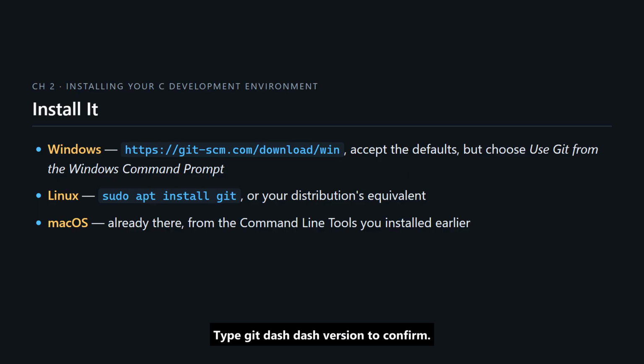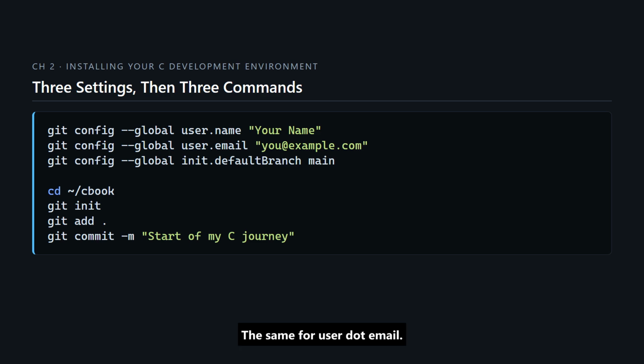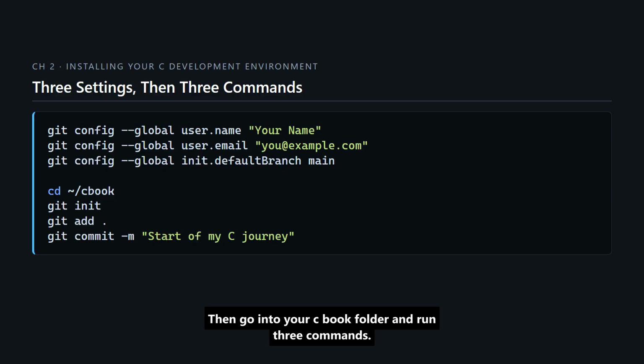Type git --version to confirm. Set your identity once on this machine and never think about it again. git config --global user.name in quotes. The same for user.email. And git config --global init.defaultBranch main, which names your first branch main rather than the old default. Then go into your cbook folder and run 3 commands.